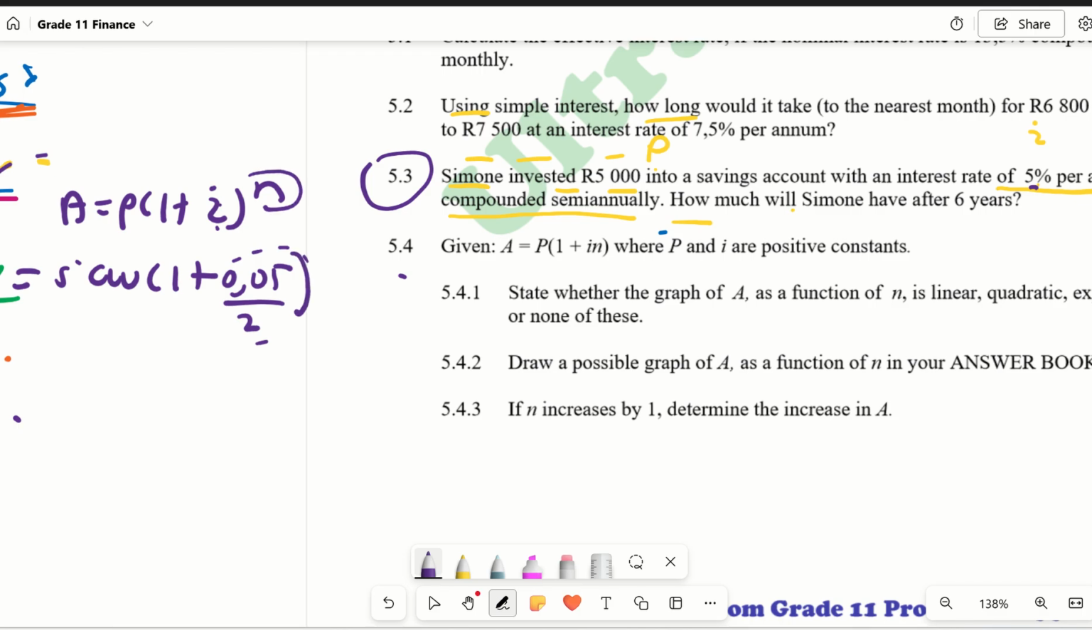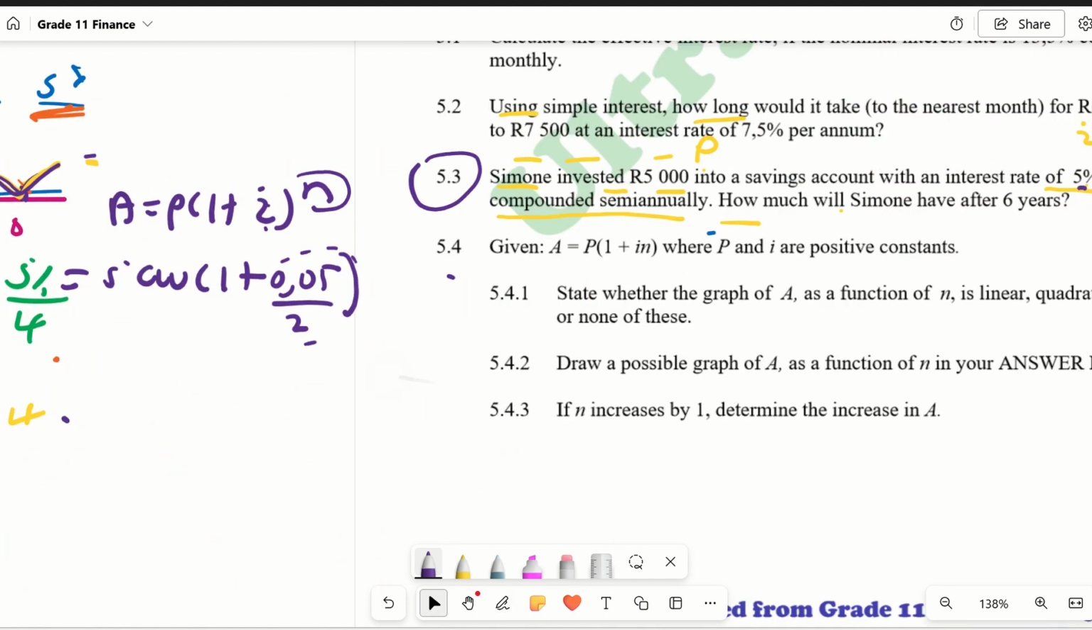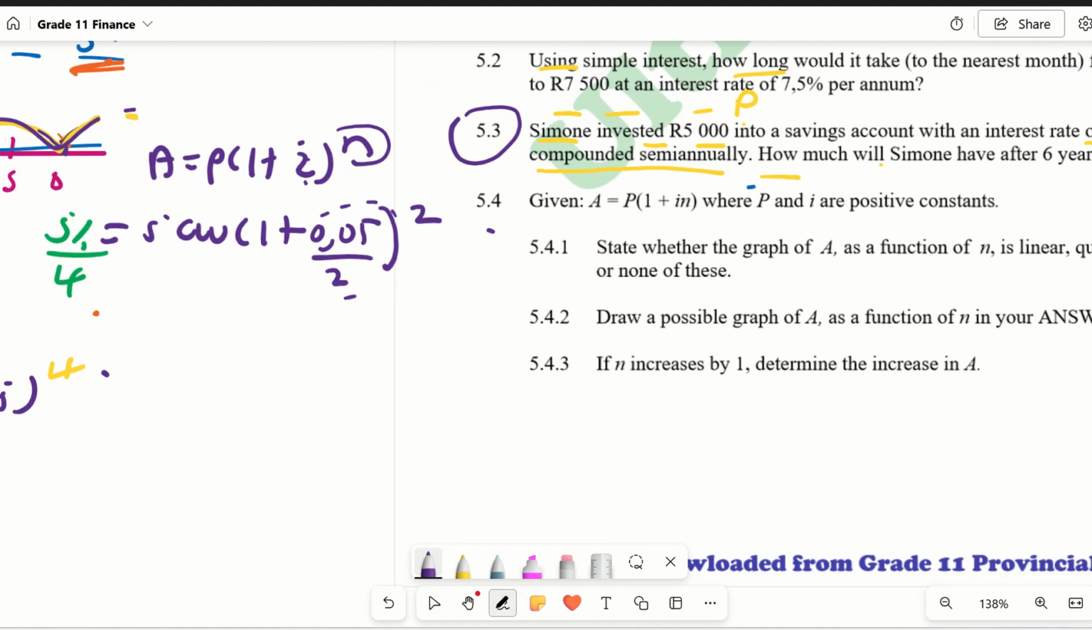N represents the number of times this thing grows. So in a year, you've got two periods of 6 months, so you're going to put 2 there. Okay, some of you, as I said before, might have used this formula. That's still fine. 5,000 is my P.